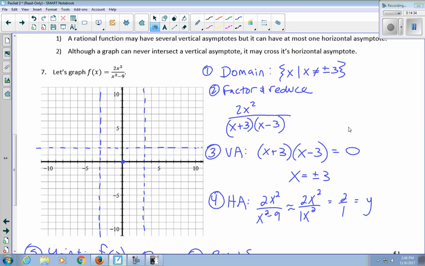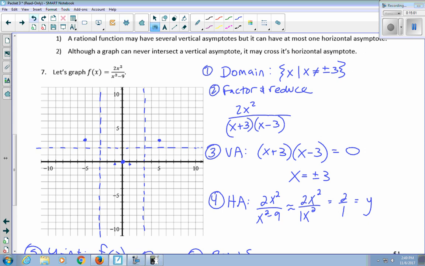So negative 5, about 3 and an eighth, is there. Negative 1 is negative a quarter. 1 is negative a quarter. And then 5 is 3 and an eighth. So like that. Okay, so I know that I've got my points plotted.